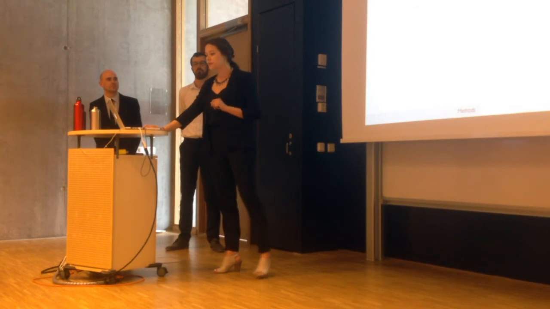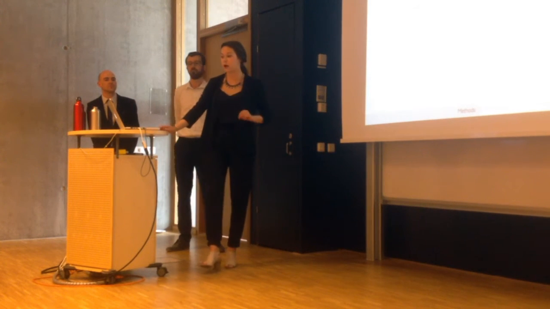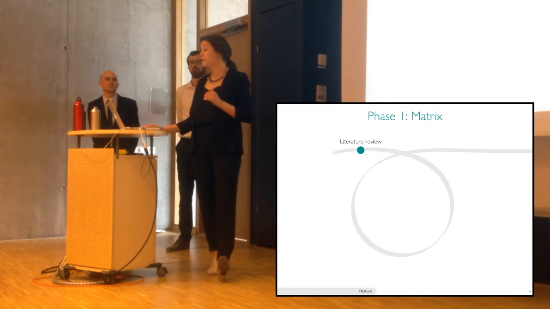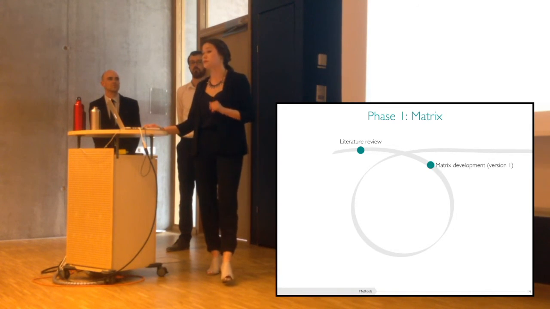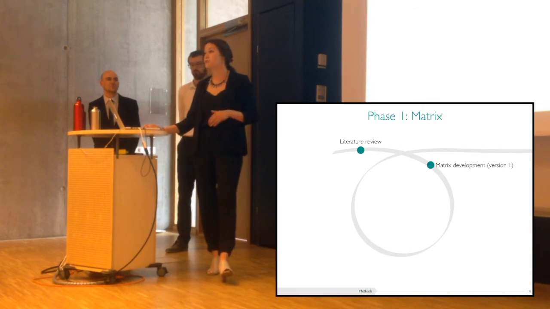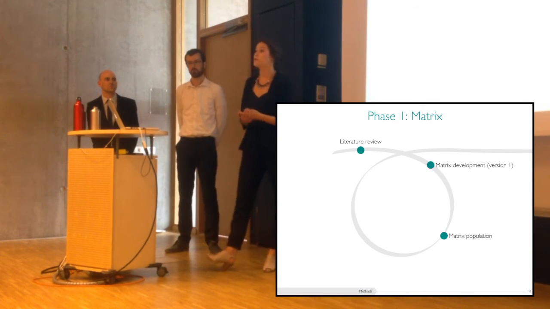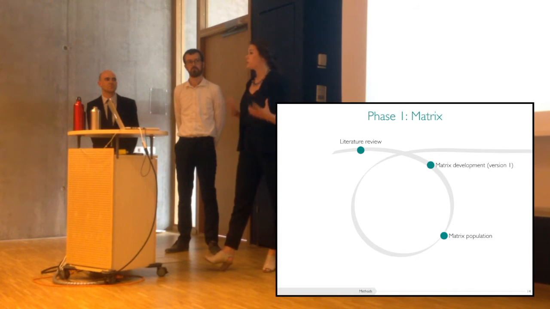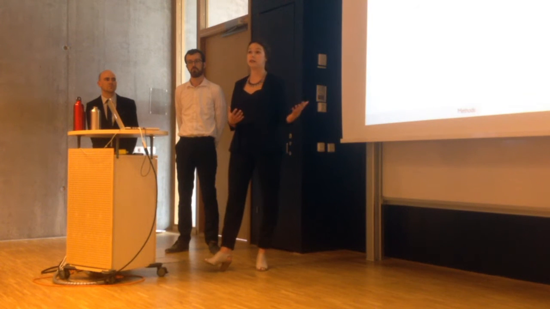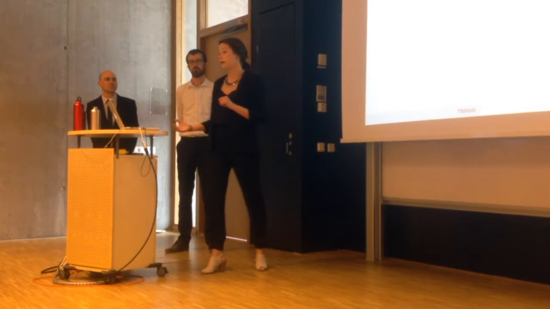So in phase 1, we started with an extensive literature review, which fell right into our matrix development, so our preliminary matrix. We populated this matrix through our data collected through the literature review, as well as our own understanding of how agriculture contributes to the SP violations and planetary boundary transgressions.